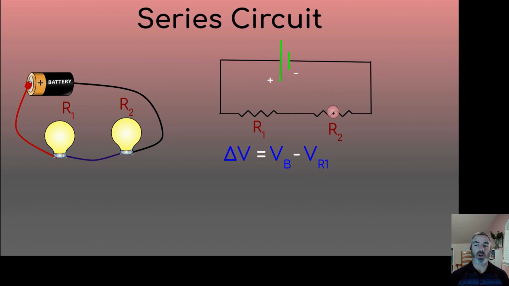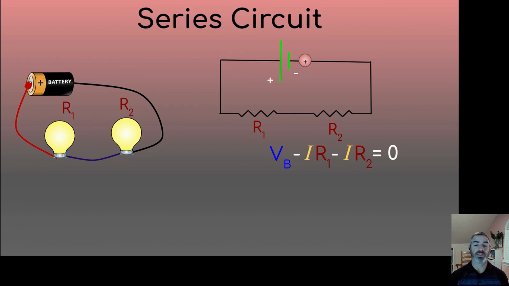And then once it gets all the way back to where it started, we know the change in potential is going to be 0. So the change in potential equation would just be the potential of the battery minus the two resistors, and that's going to equal 0. We can substitute using Ohm's law. Since it's a series circuit, we know the current is the same, multiplied by the individual resistors.